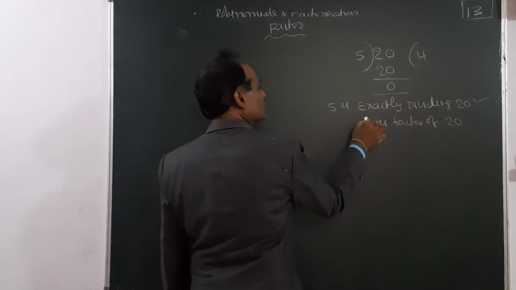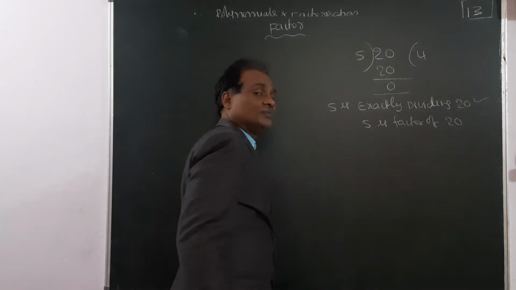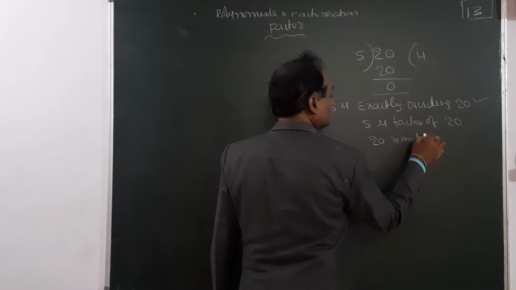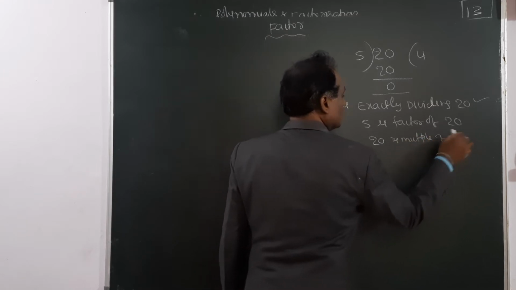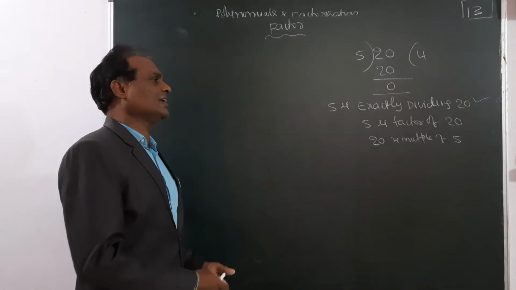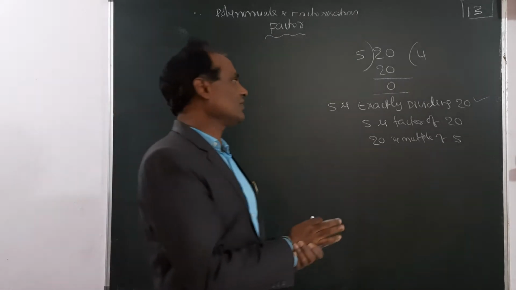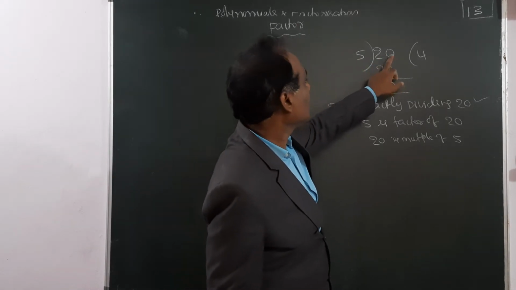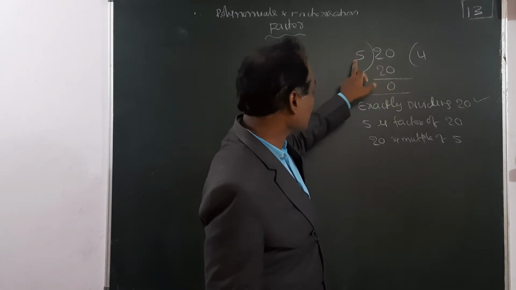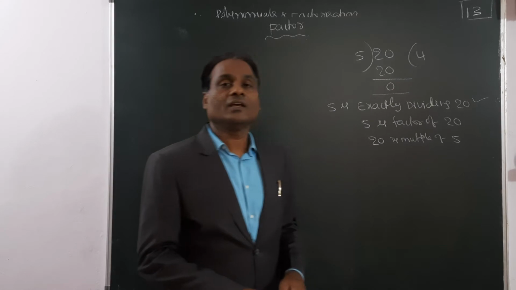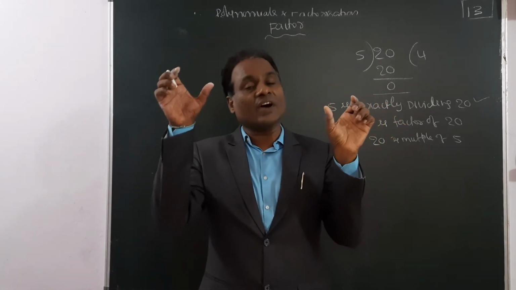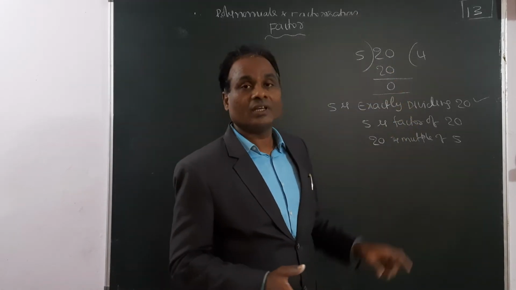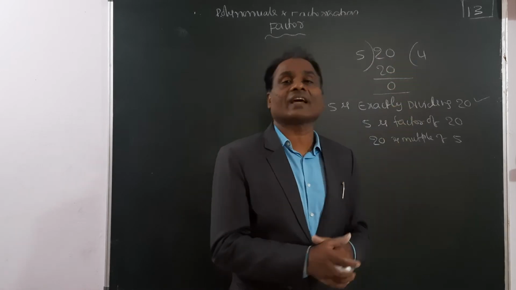Or we can call 5 a factor of 20. Or we can call it 20 is a multiple of 5. All are the same meaning. In the previous class also I explained this. So if one number is dividing another number and the remainder is 0, then the first number is called a factor of the second number.